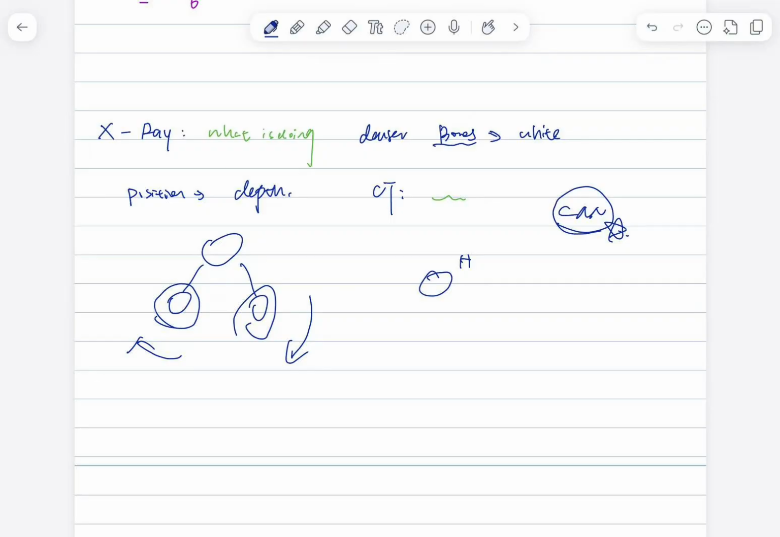Okay, so now we know the limitation: we know the position, but we don't know the depth. To cope with that, people came up with something called CT. CT stands for computed tomography, and again, I forgot to search what tomography means.